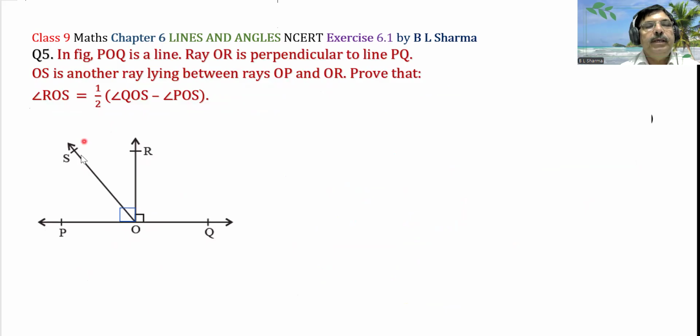In the figure, POQ is a line. It is a straight line. जैसे straight line आए, हम कहेंगे कि the sum of all these angles will be 180 degree. It is also given that this ray OR is perpendicular to line PQ. ये line PQ है, उस पे OR perpendicular है, means this angle is 90 degree and this angle is also 90 degree. And this OS is another ray lying between OP and OR. OP और OR के बीच में एक रे है, OS है. प्रूव ये करना है कि angle ROS is equal to half of angle QOS minus half of angle POS. ये प्रूव करना है.